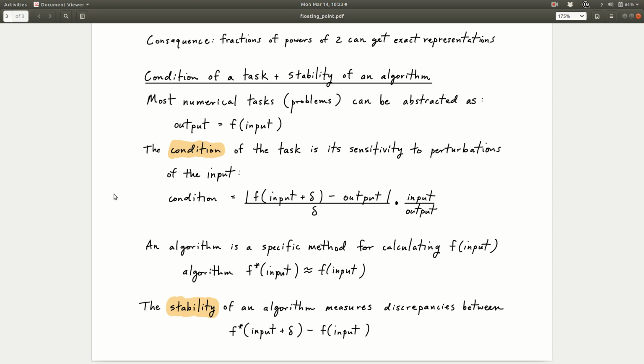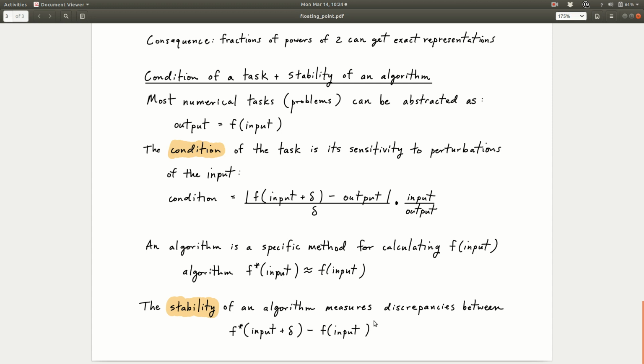It's a mathematical concept. Now, an algorithm can be either stable or unstable, or some middle ground, of course. Now, we're defining an algorithm as a specific method for calculating this task or this problem. So in general, an algorithm will return f star of the input, so some approximation of the actual output. And the stability of an algorithm measures discrepancies between the algorithm's result subject to perturbations and the actual result.